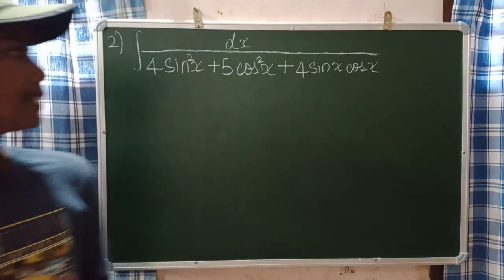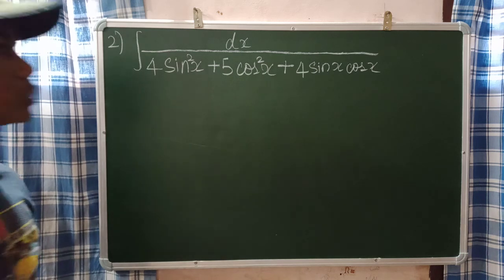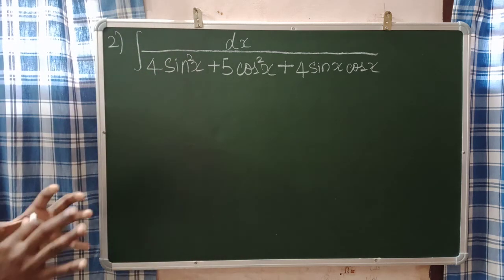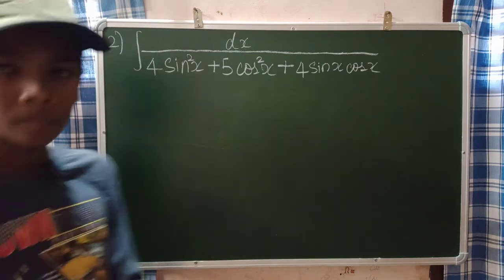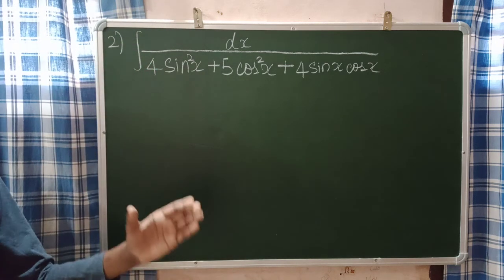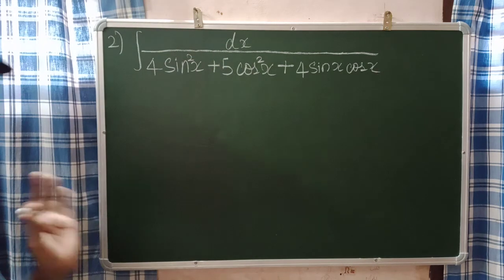Our next question is integral of dx over 4 sin square x plus 5 cos square x plus 4 sin x cos x. So guys, this is the integral which we are supposed to solve. What I am going to do now is divide cos square x on both numerator and denominator. That's the first step which I am going to do.